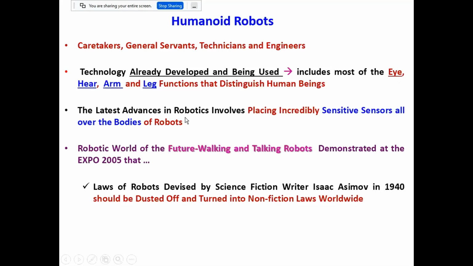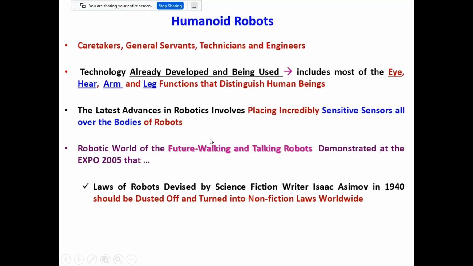The latest advances in robotics involve placing incredibly sensitive sensors all over the body of robots that emulate the tactile response of human skin, meaning a development that has far-reaching and profound implications. The fingers of this new order of robots are just as sensitive as human fingers.